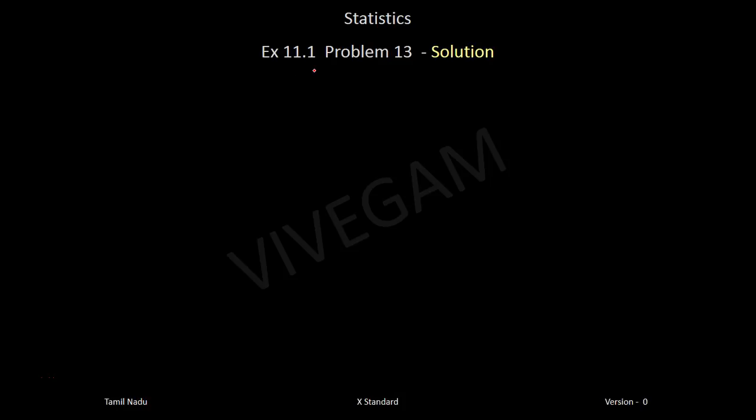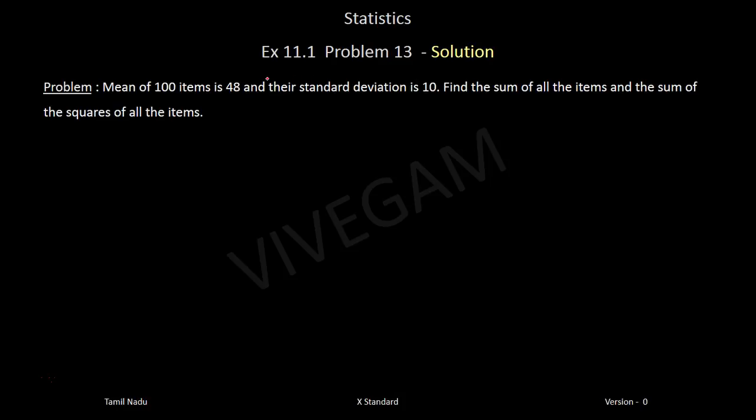Exercise 11.1 problem 13 solution. The mean of 100 items is 48 and their standard deviation is 10. Find the sum of all the items and the sum of the squares of all the items. We need to find the sum of all the items, and we need to find the squares also.